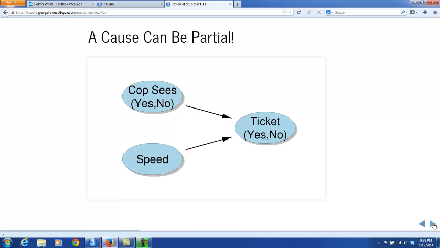Now, I want to further refine our notion of causation. I want to make it really clear that a cause can be a partial cause of some other variable. It doesn't have to be the whole cause in order to be accounted as a cause. So, for example, we know that just your speed alone doesn't guarantee you a ticket. Just because you go 70 miles per hour doesn't mean you're going to get a ticket, even though you might be speeding. Some other things have to happen too. For example, the cop has to see you. And there are other possible factors that aren't even mentioned in the picture.